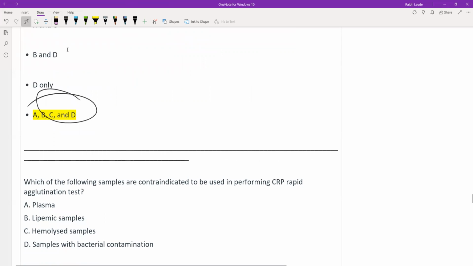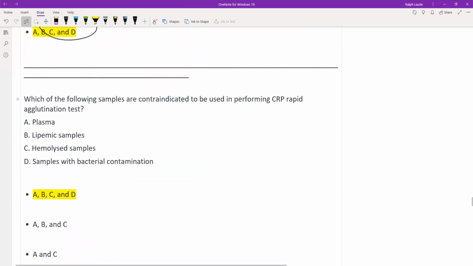Which of the following samples are contraindicated to be used in performing CRP rapid agglutination test? Of course, plasma is not to be utilized. Lipemic, yes. When you say lipemic, there is actually too much presence of lipids in the sample, in which usually the sample of the patient is already turbid, and because there is increased presence of lipids, it is going to mask agglutination reactions. So hemolyzed, no.